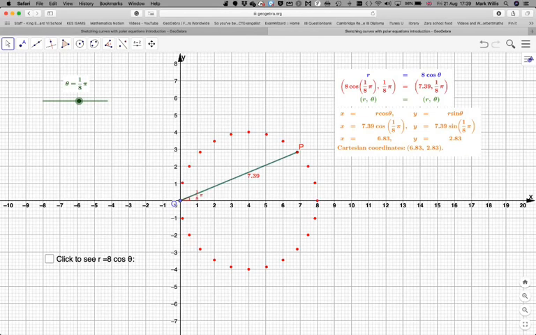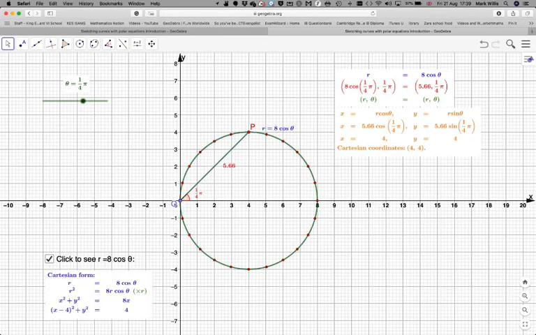So the x-coordinate is r cos theta, and the y-coordinate is r sin theta. If we work these out, you can get the x value and the y value, and that gives you the coordinate. You can see here we've got 6.83, and 2.83. Now you can also get a Cartesian equation, the actual equation when we join up all the dots. Of course, it's a circle, center (4, 0) with radius 4.